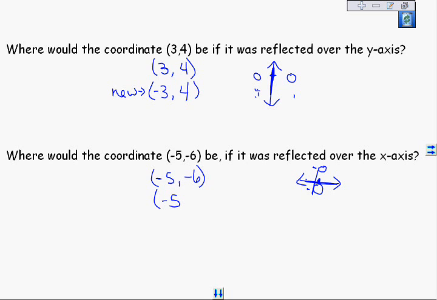It's still here. But it's on the opposite side now of the y. So the y-coordinate is going to change. So what's on the other side of -6? +6. So this would be my new coordinate.